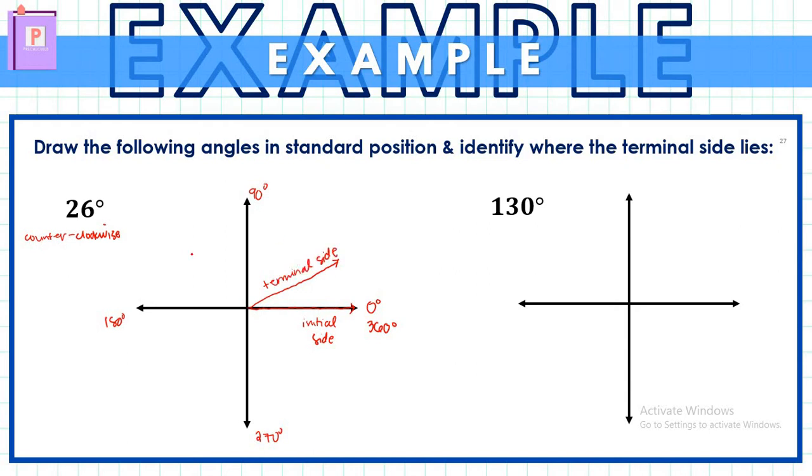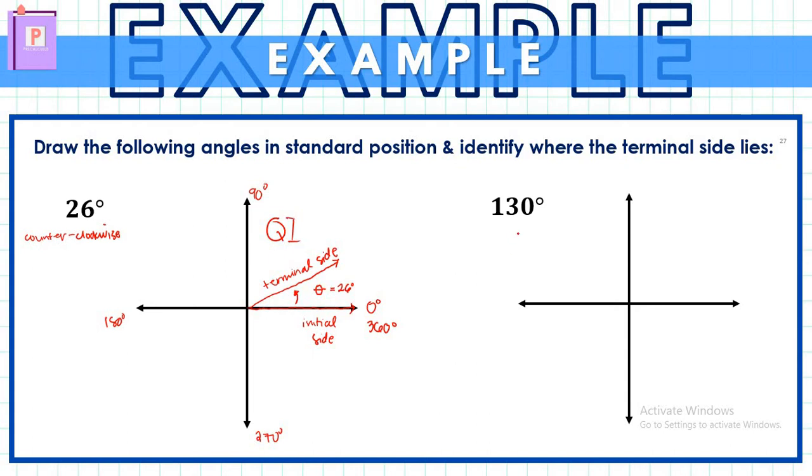And of course, since we are very particular in terms of direction, we're going to use an arrowhead starting from the initial side, going counterclockwise, pointing to the terminal side of 26 degrees. Then we can use the symbol theta equals the given angle, which is 26 degrees. So this is now the graph or the drawing of an angle whose measure is 26 degrees. Now we need to identify where the terminal side lies. And obviously, the terminal side here falls on quadrant 1, or the first quadrant.